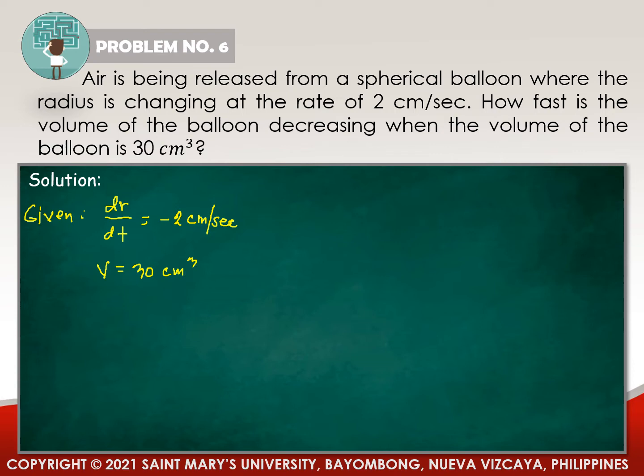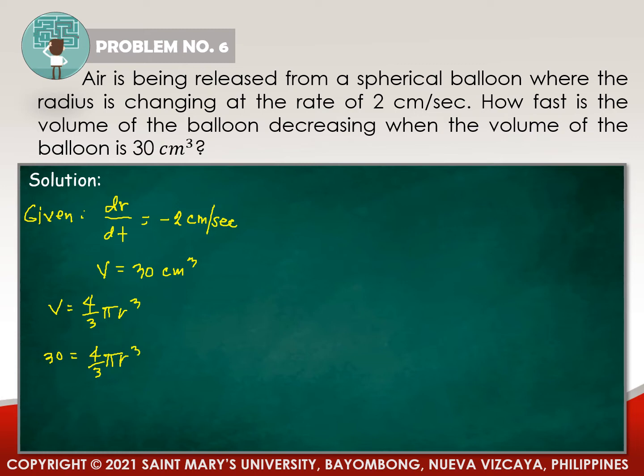In this problem, we need the radius. There is no given radius, but the given is the volume. Since we are talking of the spherical balloon, the formula for the volume is 4/3 pi r cubed. We are going to solve for r here. Substitution lang, ang V natin is 30. So 30 equals 4/3 pi r cubed.